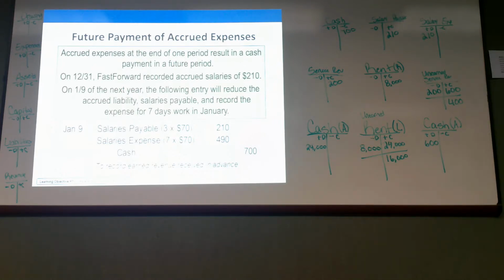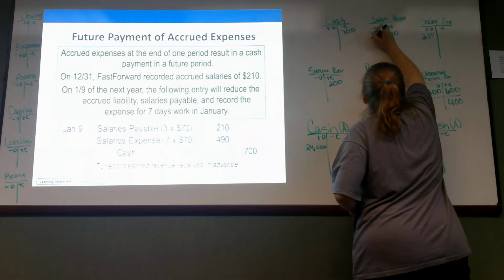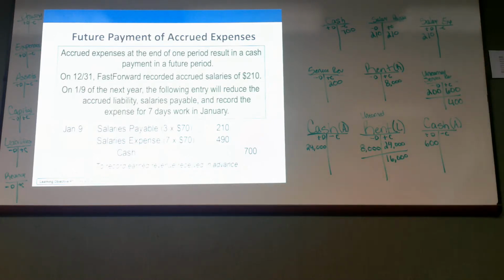So what do we want to do to salary payable? Do you want to show that there's a balance in that account now? You want to show that there's zero, right? So how do you show that there's zero? You put 210 there. Okay, so we have a credit of $700 and we have a debit of $210.